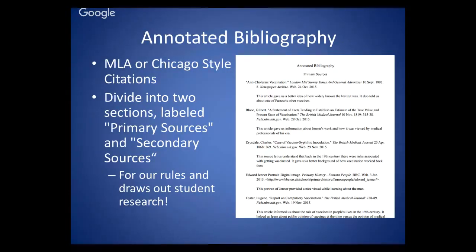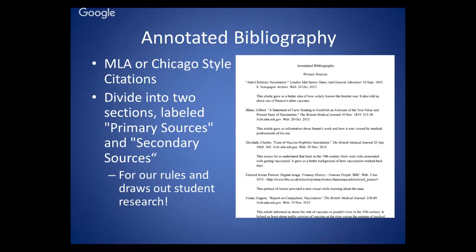Now, we talked a lot about the Annotated Bibliography up till now, but let's dive more into it. A lot of students will already be familiar with MLA, and so they can choose from MLA or Chicago citations. It doesn't matter to us. You can probably choose in the classroom which one they want to use. And then the first thing that we're going to ask is that students divide their bibliographies into two sections. We want to see primary sources and secondary sources separate.